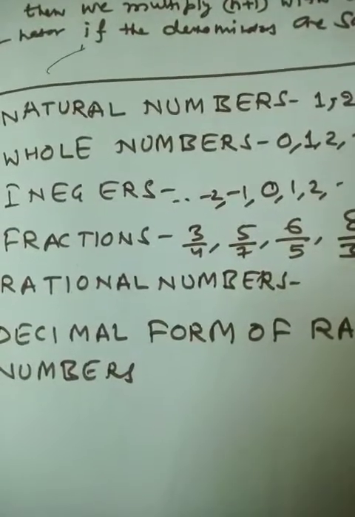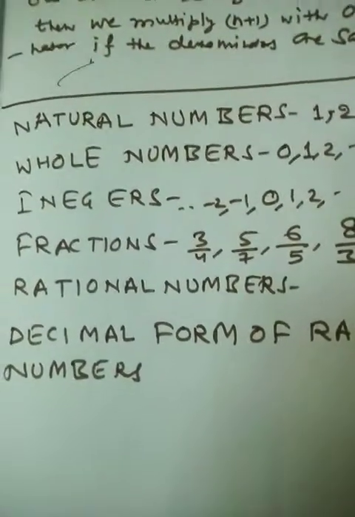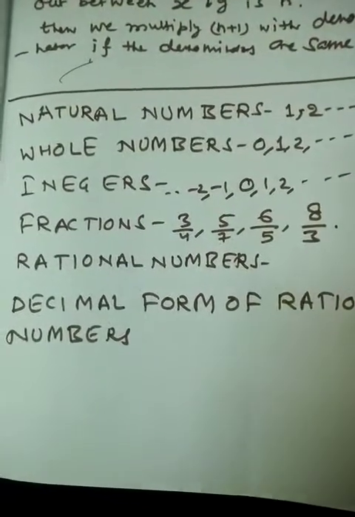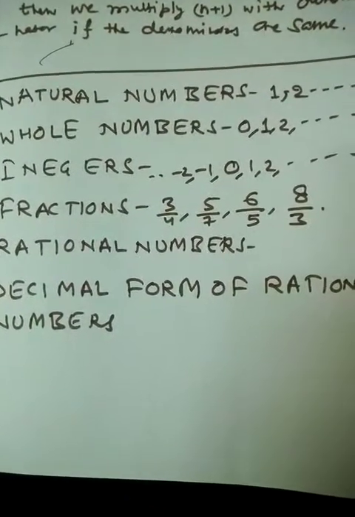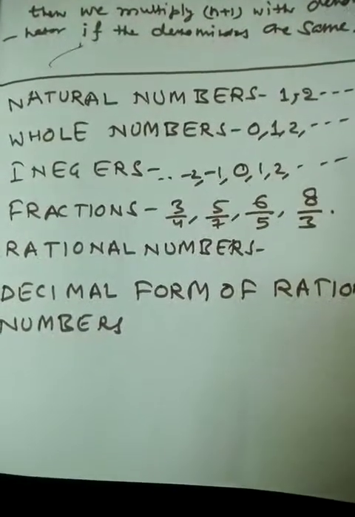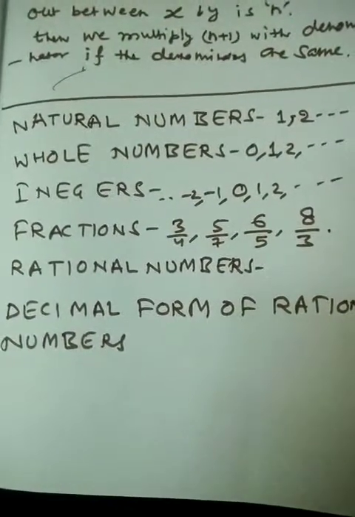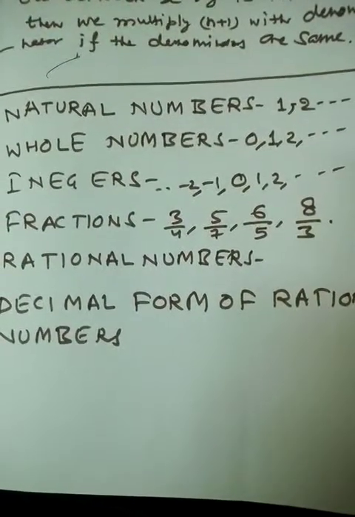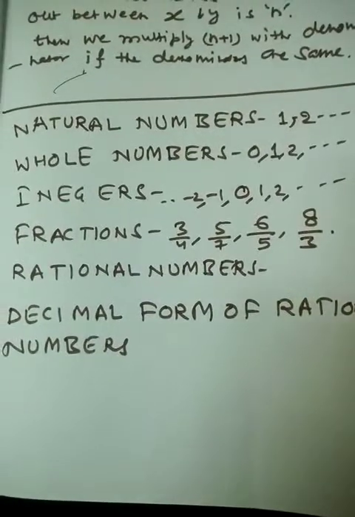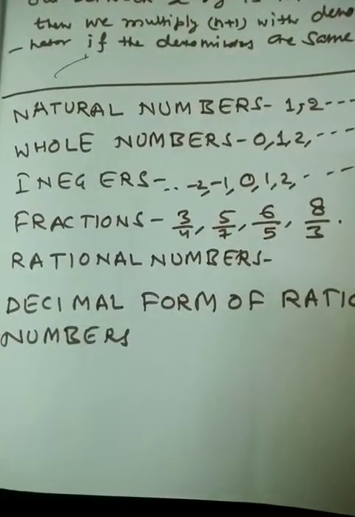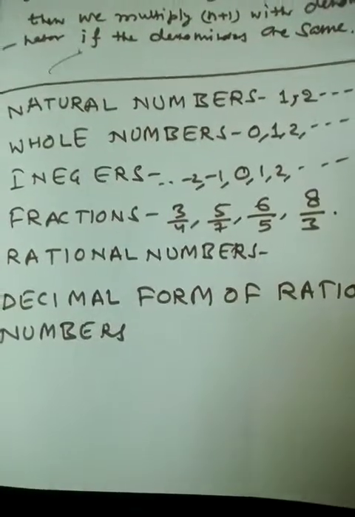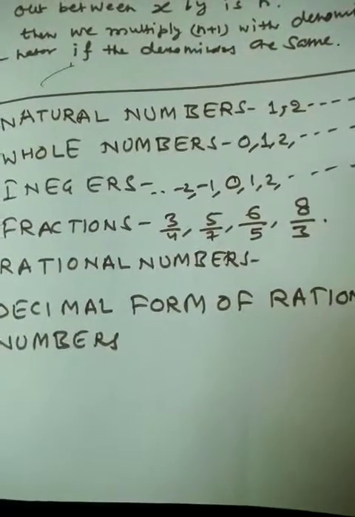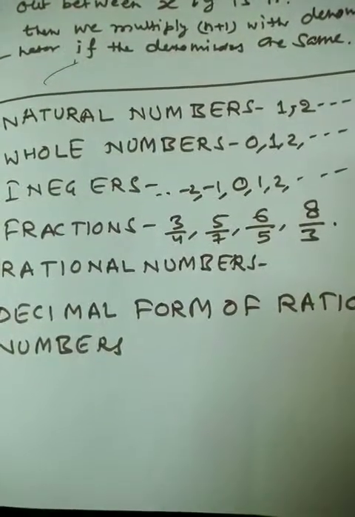Okay, rational numbers. Now we come to the decimal form of rational numbers. We can convert these rational numbers into decimal form if they are in fractions. In decimal form we can get two types, that is terminating and non-terminating. Without starting the division, we can find out which fractions can be converted into terminating decimals and which cannot.